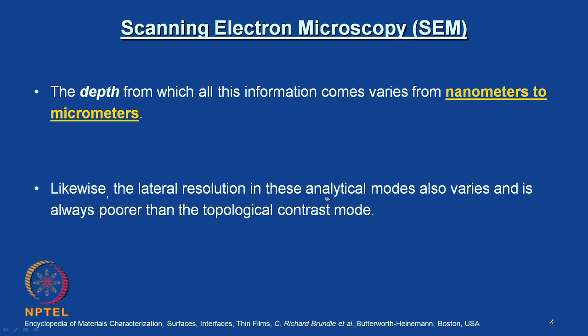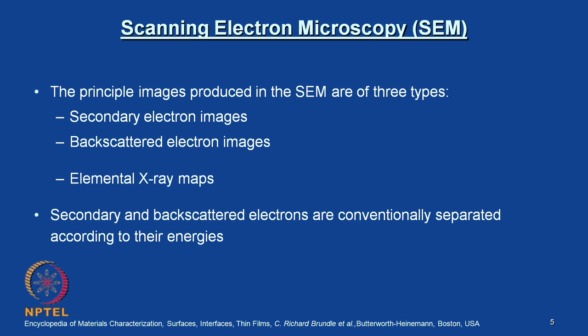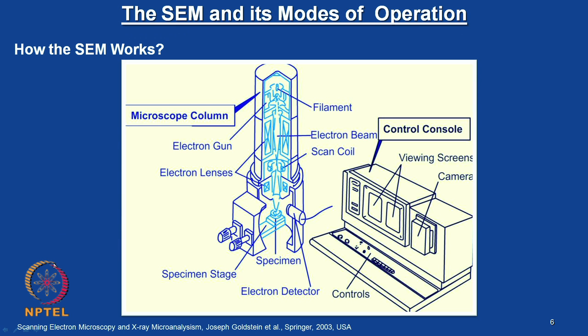Likewise, the lateral resolution in these analytical modes also varies and is always poorer than the topological contrast mode. So the principal images produced in an SEM are of 3 types, namely secondary electron images, backscattered electron images, and then you also have elemental X-ray maps, and these are the 3 primary images one can obtain in a normal SEM. Secondary and backscattered electrons are conventionally separated according to their energies.